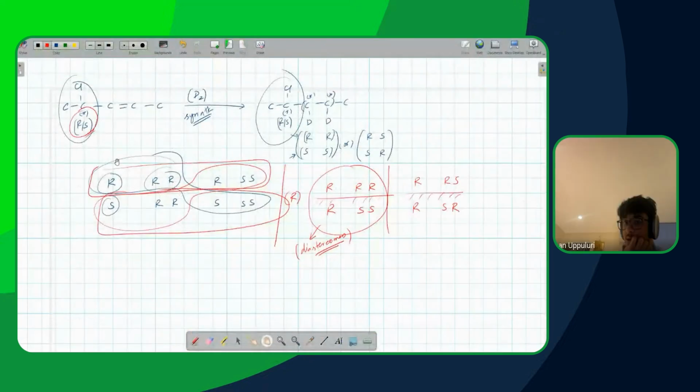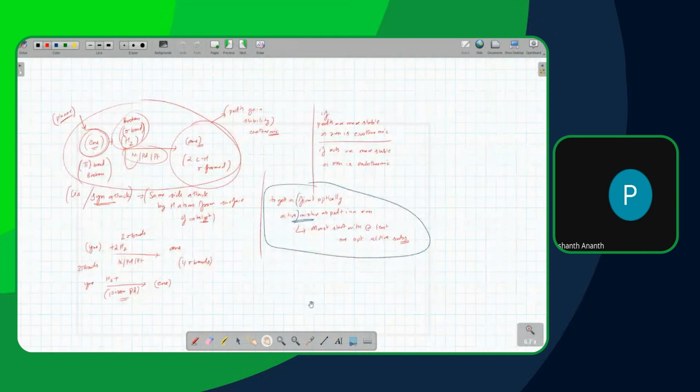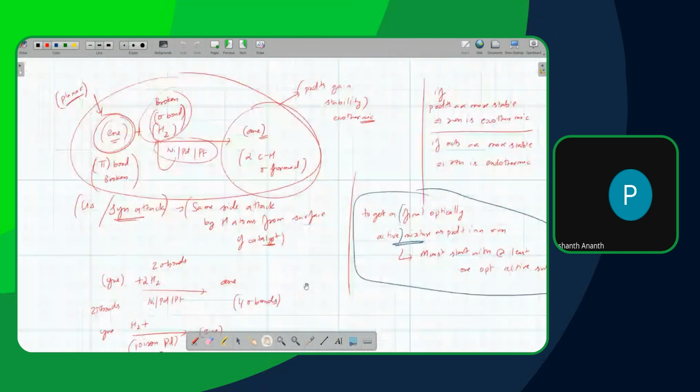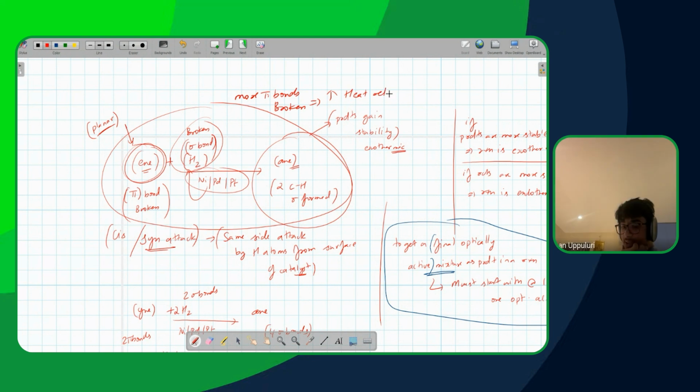Because you have not mentioned enough data there. You have mentioned half-baked data there again. What would be nicer to mention here? It will be nicer to mention that more pi bonds broken implies greater heat released. Yeah, I wrote that.